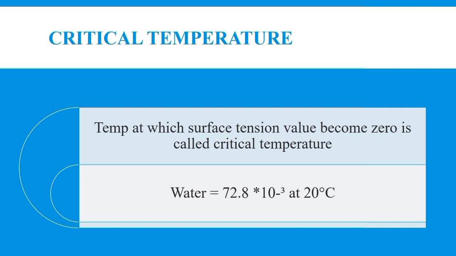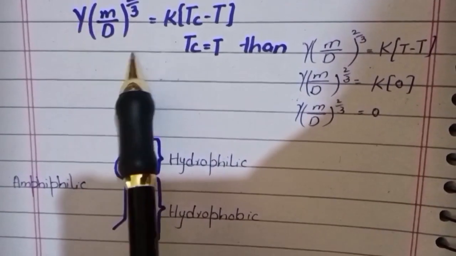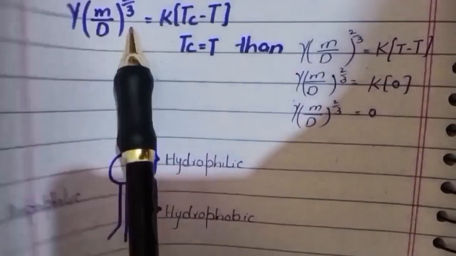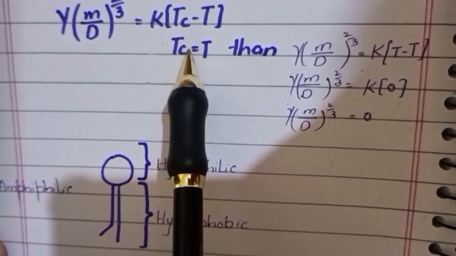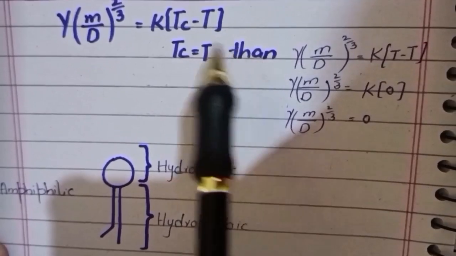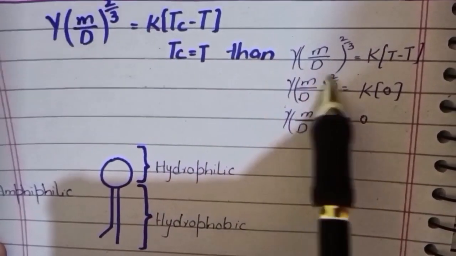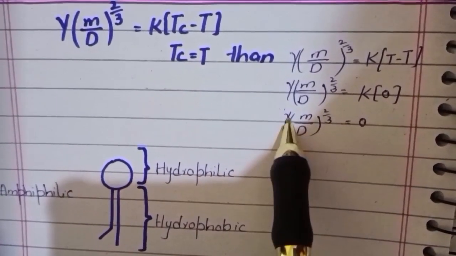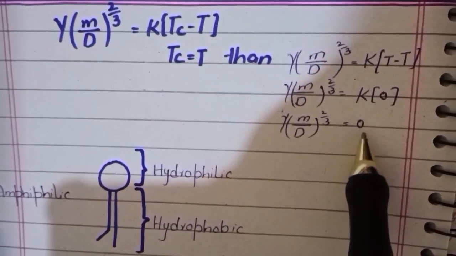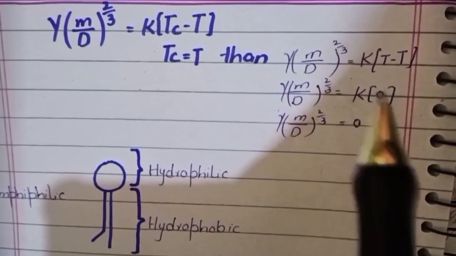That is the temperature at which surface tension becomes zero, because of the movement of molecules, their attraction decreases. This is the equation showing the relationship between surface tension and critical temperature. When the critical temperature Tc is equal to T, a particular temperature at which surface tension becomes zero, then placing the value of Tc as T, we get T minus T is equal to 0, and 0 multiplied by K is equal to 0. So surface tension is equal to 0 at a particular temperature Tc.